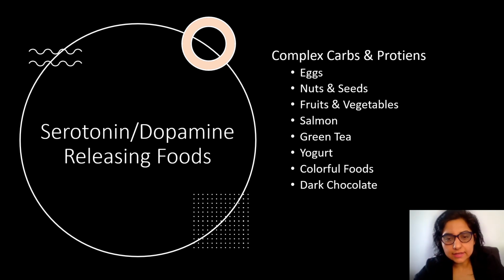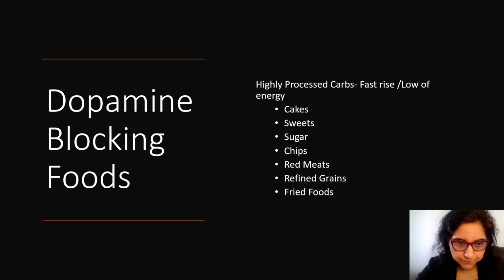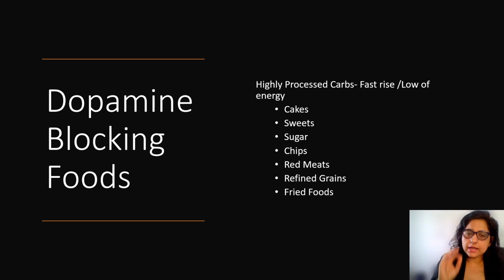Now, you might think that this doesn't seem like it is going to be releasing dopamine, and let me explain why. Let us look at the dopamine blocking foods. These are highly processed carbs which give you a very fast rise, and immediately after eating you will also experience a low of energy. So what are these dopamine blocking foods? Which means they're not going to make you feel good. Now look at the list. It is cakes, sweets, sugar, chips, red meats, refined grains, fried foods.